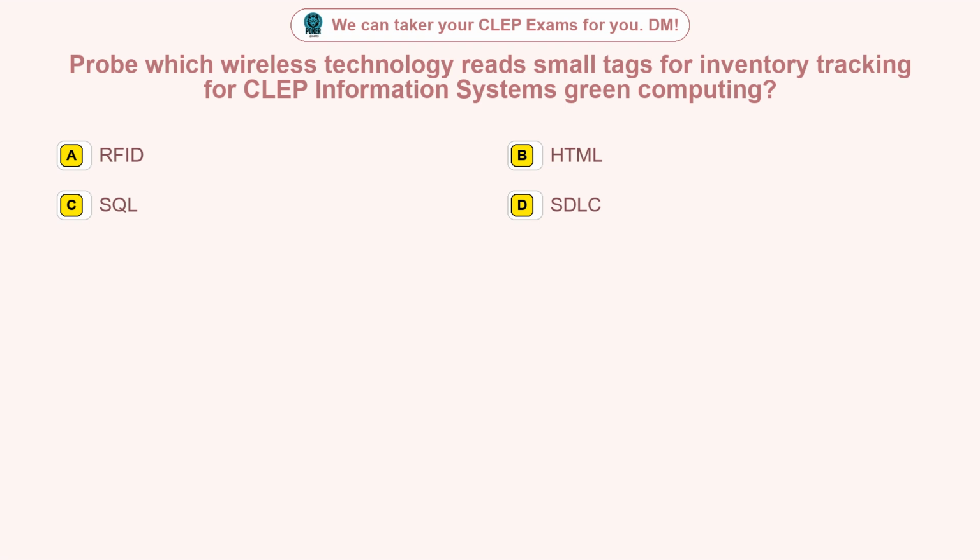Question 60. Probe which wireless technology reads small tags for inventory tracking for CLEP Information Systems green computing? Option A, RFID. Option B, HTML. Option C, SQL. Option D, SDLC. The correct answer is option A, RFID.